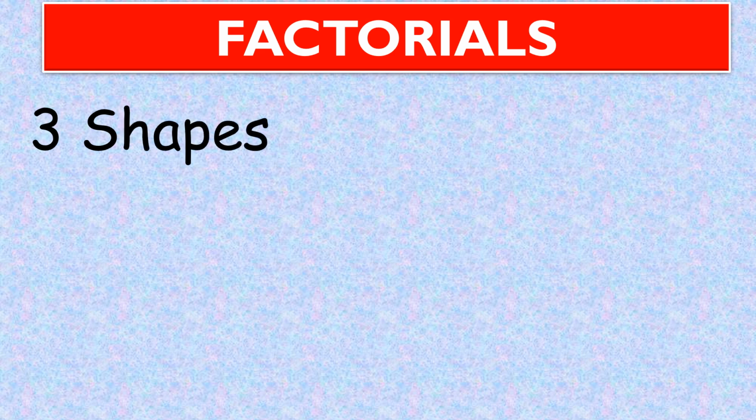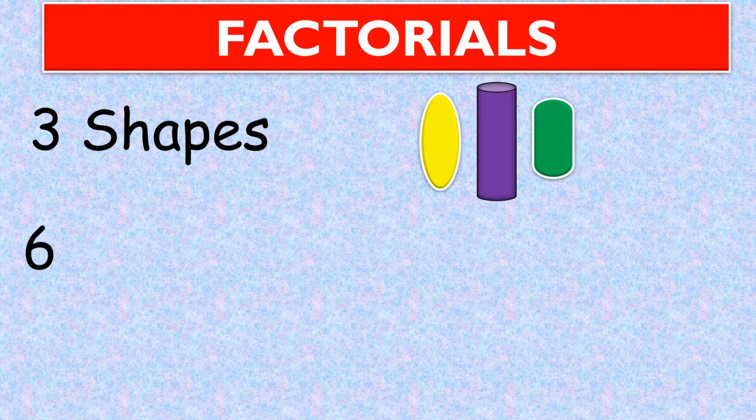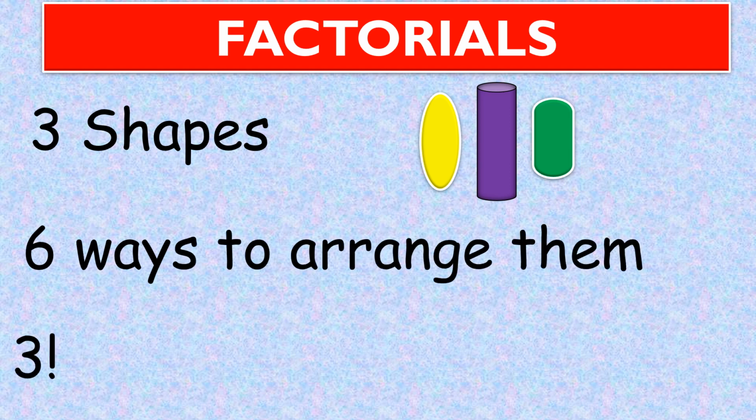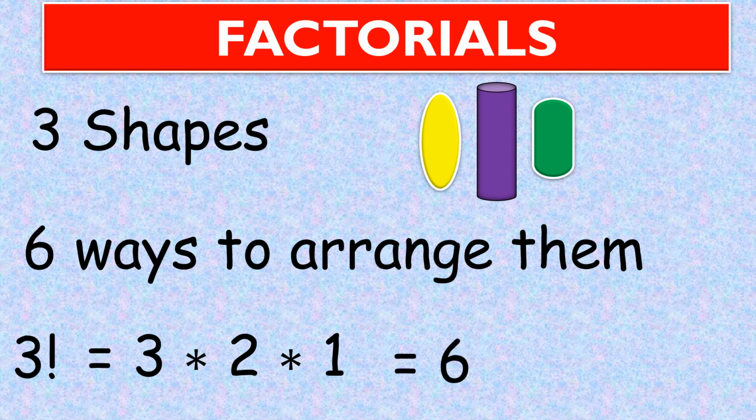We have three shapes, just as we can see, and we were able to arrange them in 6 ways. And that is simply expressed as 3 factorial, which is 3 times 2 times 1, and that gives us 6. If we had 4 shapes, your guess is as good as mine. If we carry out the 4 factorial for the 4 shapes, we'll have 24 different ways. Why don't you try it on your own and see what you get?